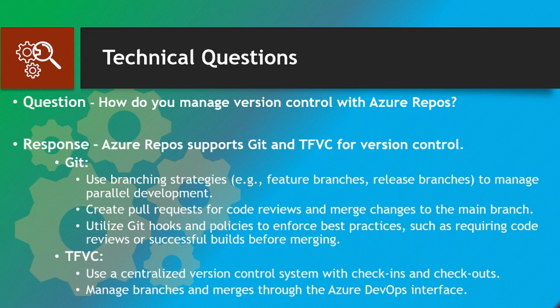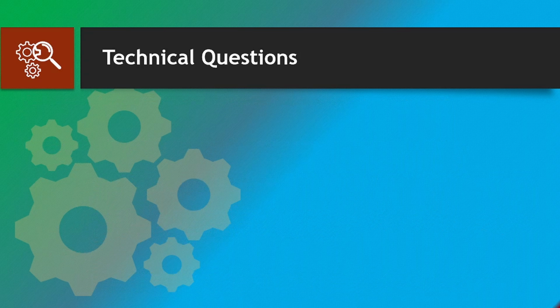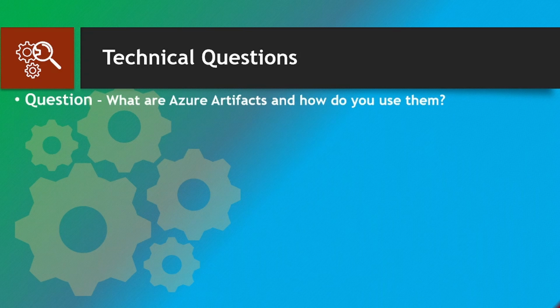Next, TFVC. It uses a centralized version control system with check-ins and checkouts. Manage branches and merges through the Azure DevOps interface. Moving on to the next question. What are Azure Artifacts and how do you use them?